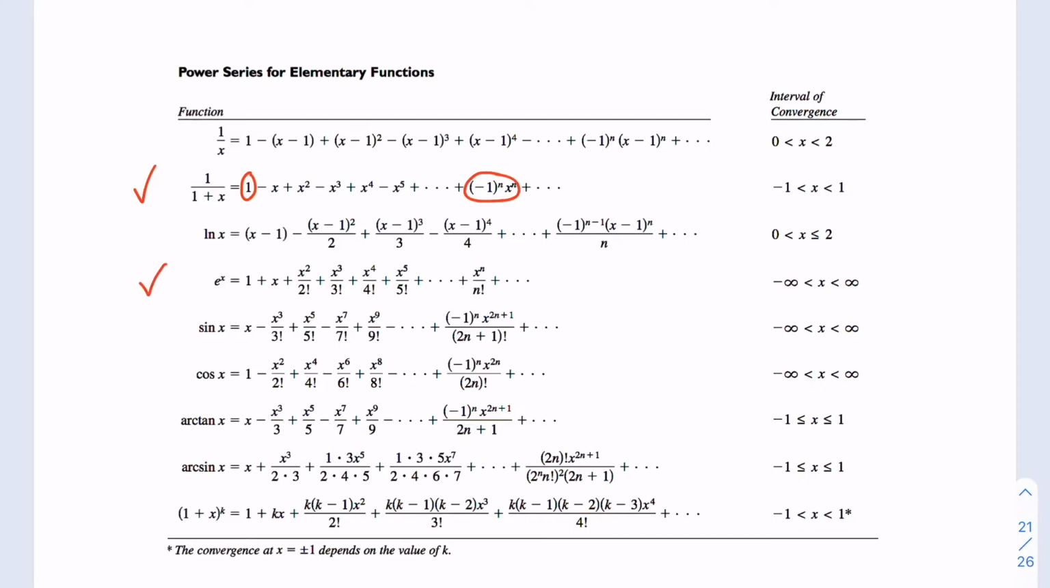e to the x, the general term is x to the nth power divided by n factorial. Sine of x is oscillating, and the power is 2n plus 1, which is odd, because all the even terms are 0. So this is always odd. And cosine of x is always going to be even. It will be negative 1 to the n, x to the 2n over (2n) factorial.